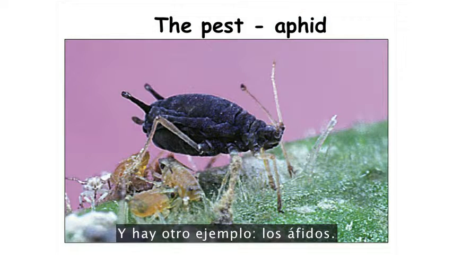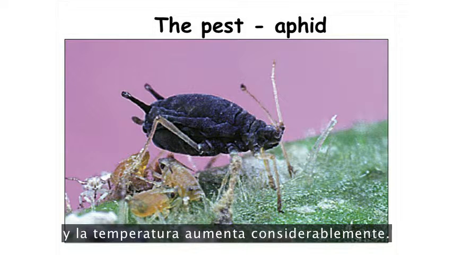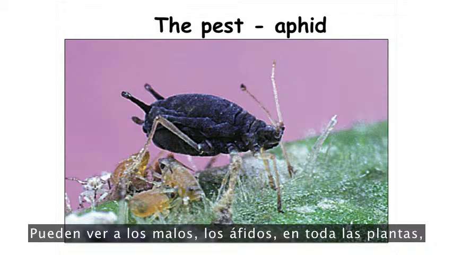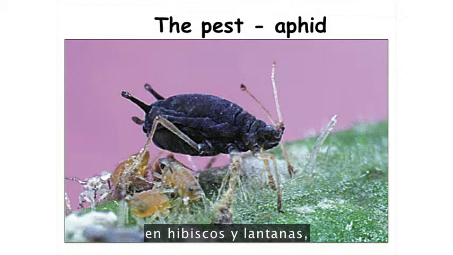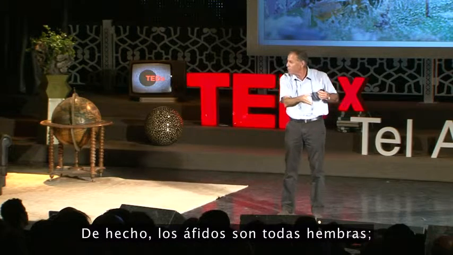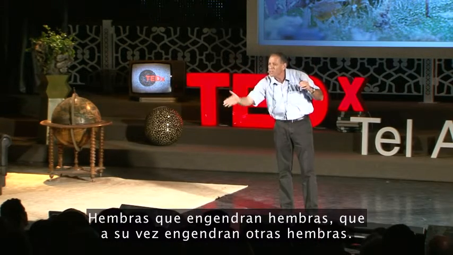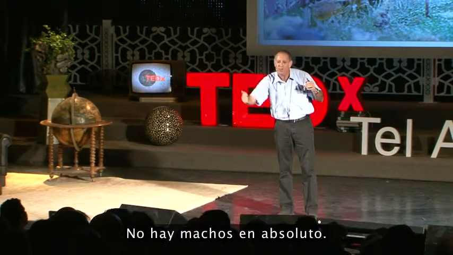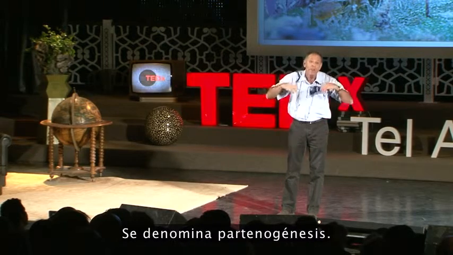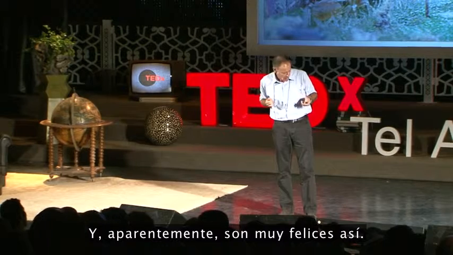And there is another example, aphids. By the way, it's springtime now in Israel. When temperature rises sharply, you can see those bad ones, those aphids, all over the plants. On your hibiscus, on your lantana, on the young, fresh foliage of the so-called spring flush. By the way, with aphids, you have only females. Like Amazons, females giving rise to females, giving rise to other females. No males at all. Parthenogenesis, so-called. And they are very happy with that, apparently.